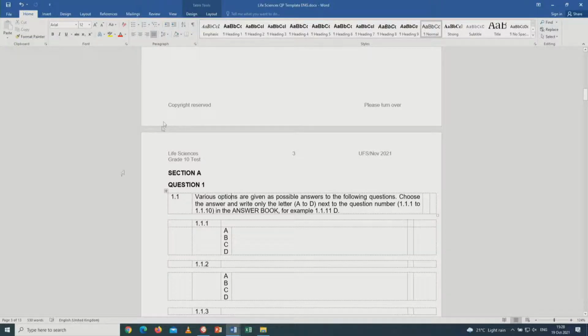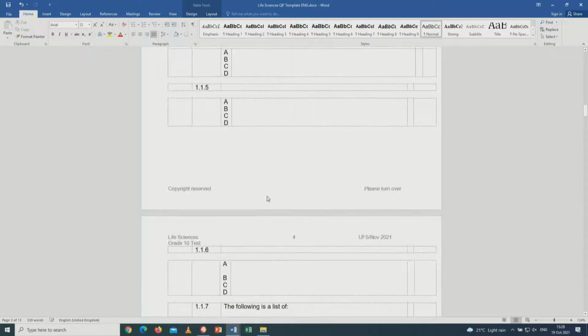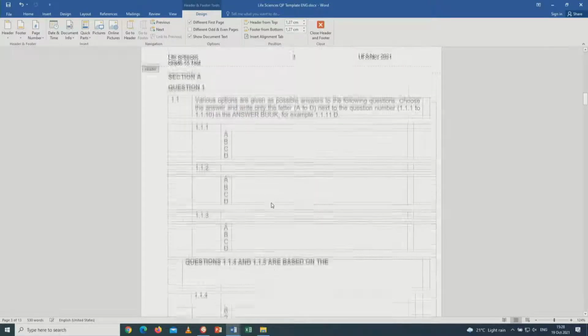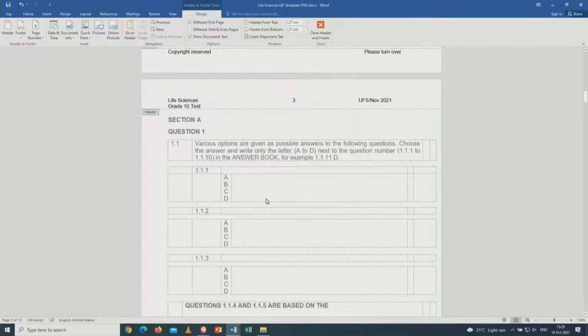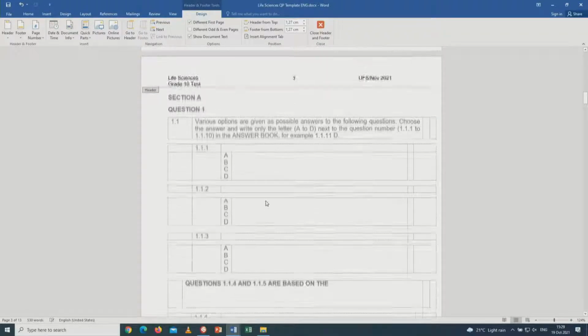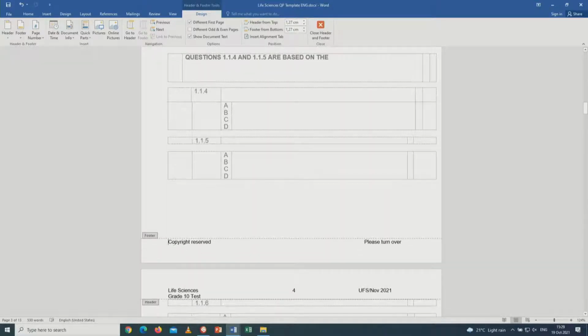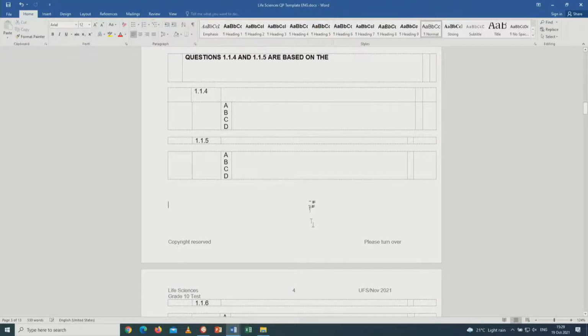Arial 10 for the headers. The footer is the same story. You double click inside the footer, you write copyright reserved, you write please turn over. If you have to translate, the Afrikaans schools, when you have to translate, the best way is you do your English paper first. You copy the whole English paper to a new document, or you save it under a new name, and you start translating from the English document. But then here you have to go in and write kopiereg voorbehou, blaai asseblief om, ensovoorts.